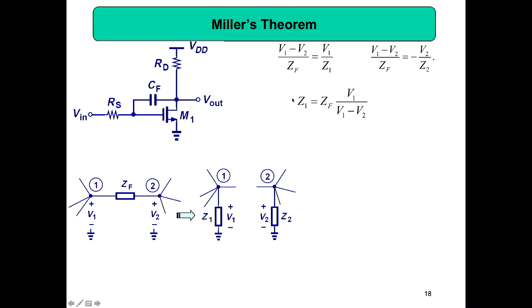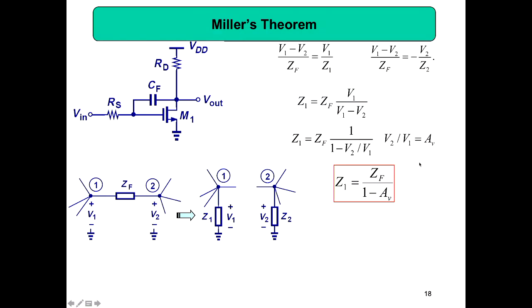So we got Z1 in terms of ZF, V1 by V1 minus V2. I can write Z1, which is equal to ZF. I can take V1 out and then divide it. Then I can get 1 by 1 minus V2 by V1. But V2 by V1 equal to gain, because voltage between this point out and ground is V2. Voltage between this node and ground is your V1. So V2 by V1 equal to AV.